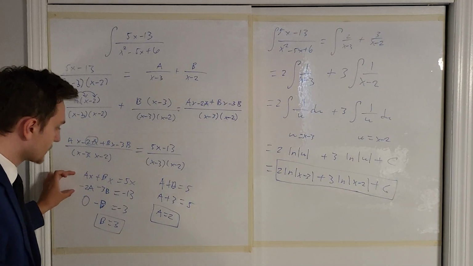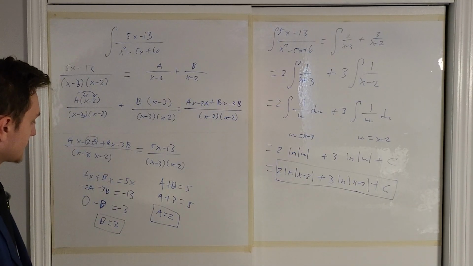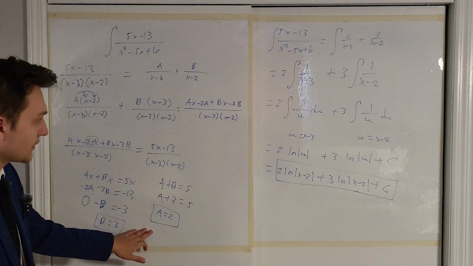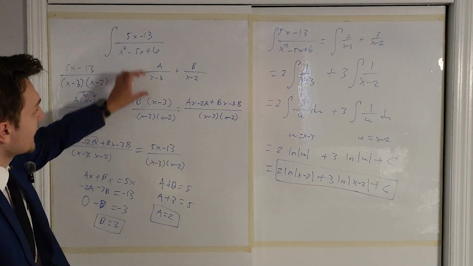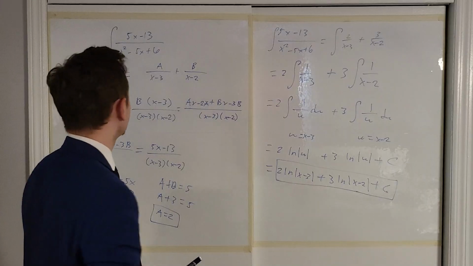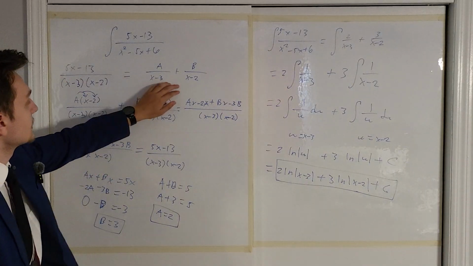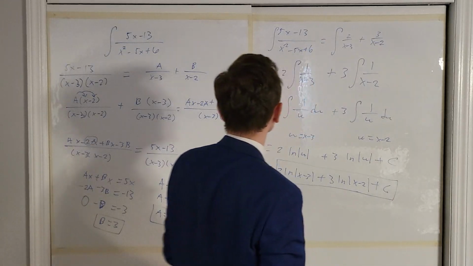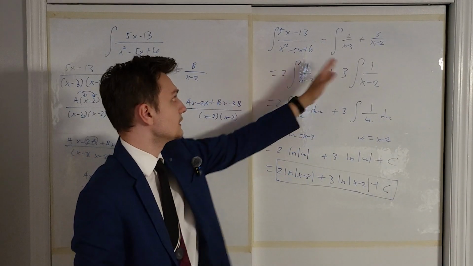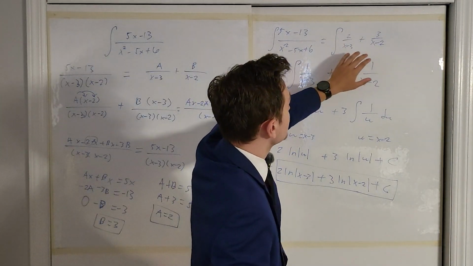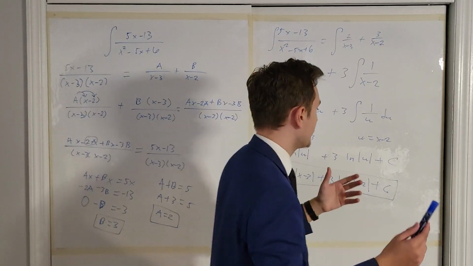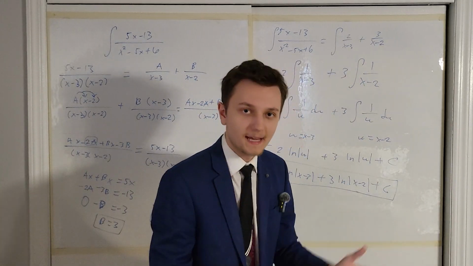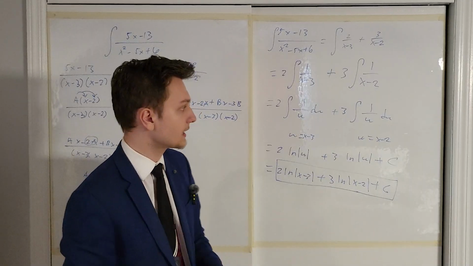And once we have two equations, we can solve them like a system of equations. Solve for b, solve for a, plug them back in up here, and then once we set this equal to this, we can set the integral equal to what we have solved for. We set a equal to 2, we set b equal to 3, and now these are two integrals that we know how to solve, okay? That's how we go through partial fraction decomposition.